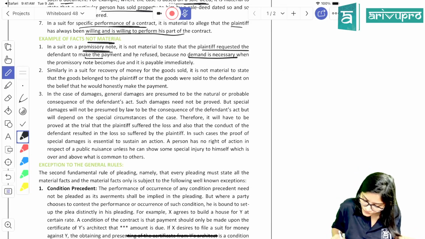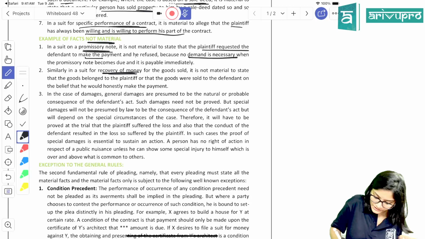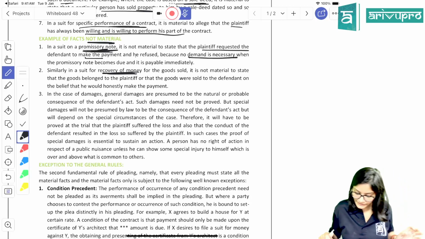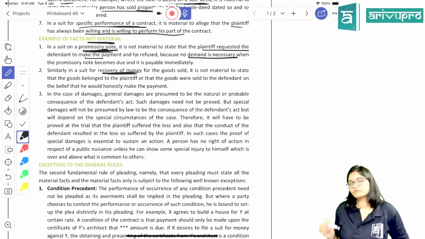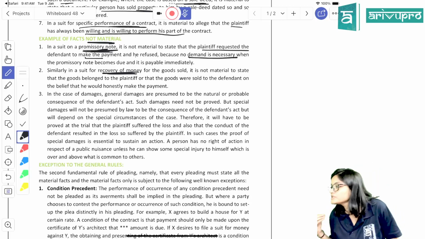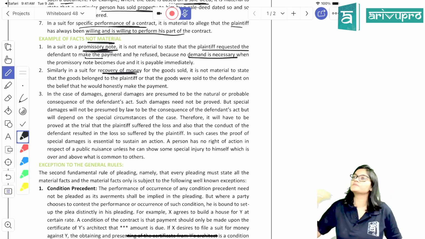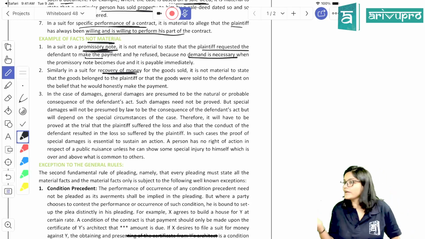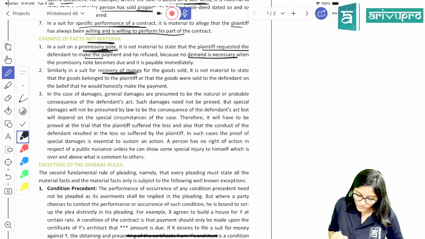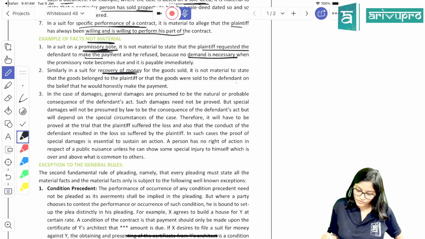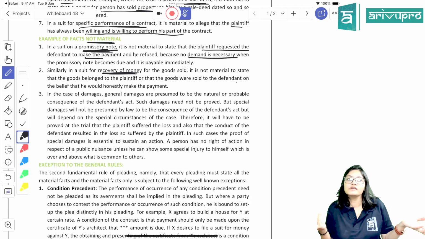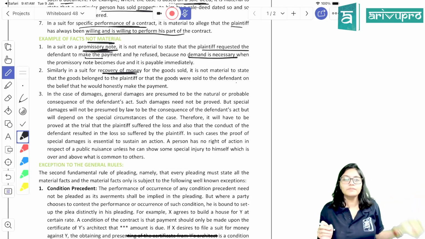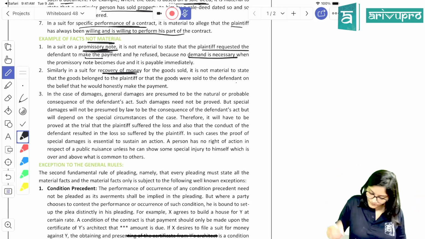Next, in a suit for recovery of money. See, one example is the promissory note. Next is recovery of money. Recovery of money for what? I have sold the goods. So here it is not material to mention that the goods belonged to me, that is why I have sold the goods. It is not material to state that the goods belong to the plaintiff, or that the goods were sold to the defendant on the belief that he would honestly make the payment. That is by default understood, that I have sold the goods so that you will make the payment. Correct? Next, damages.